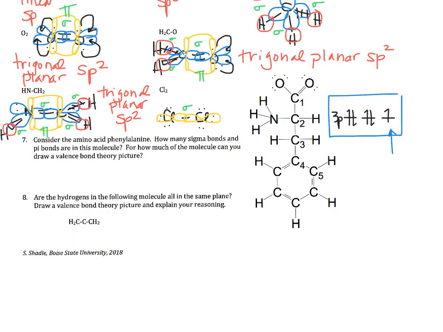Okay, let's look at question 7. Consider the amino acid phenylalanine. How many sigma bonds and pi bonds are in the molecule? Let's start with that first part. So one of the things we know is that every time we have a single bond, we have a sigma bond. So let's count them.